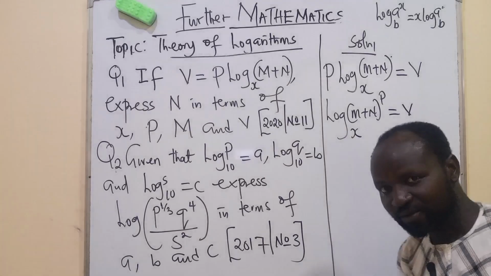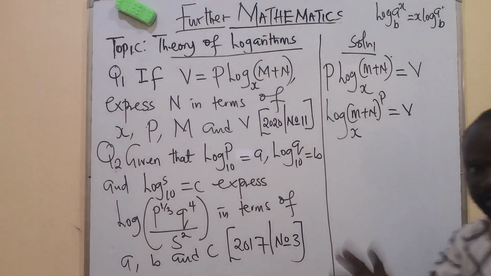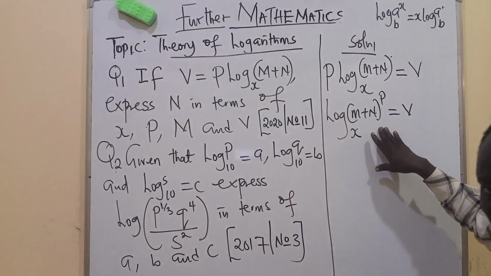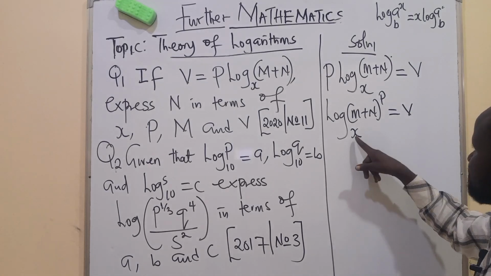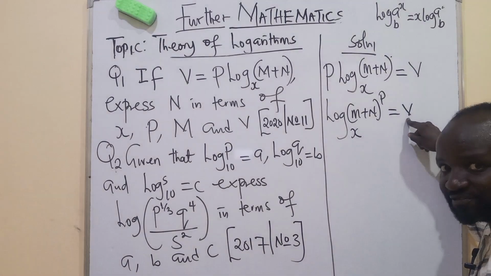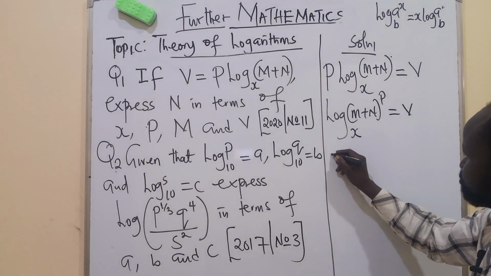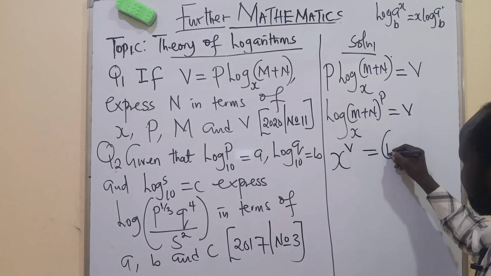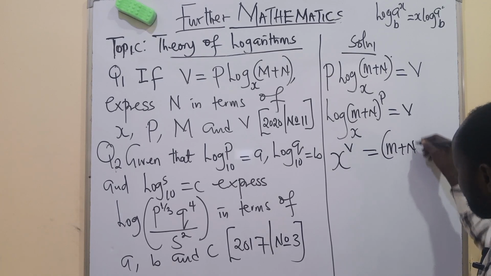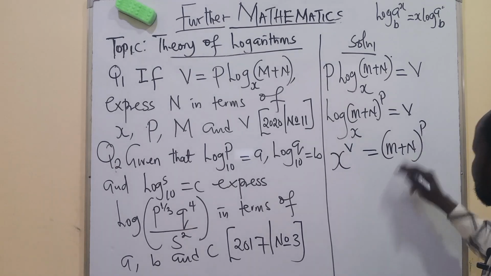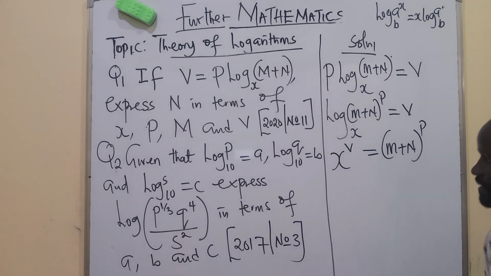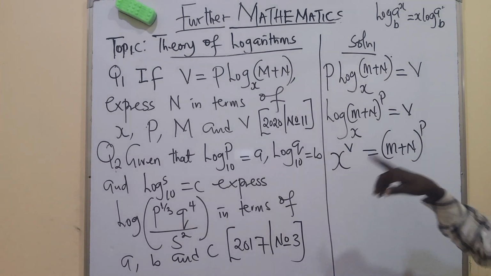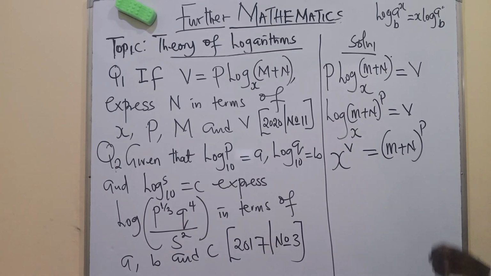Clearly here, we can change this to index form. This is in logarithmic form. To change this to index form, we raise this x to power what? v. So it will be x power v equals (m plus n) power p. We are asked to make n in terms of what? In terms of p, x, m, and v.